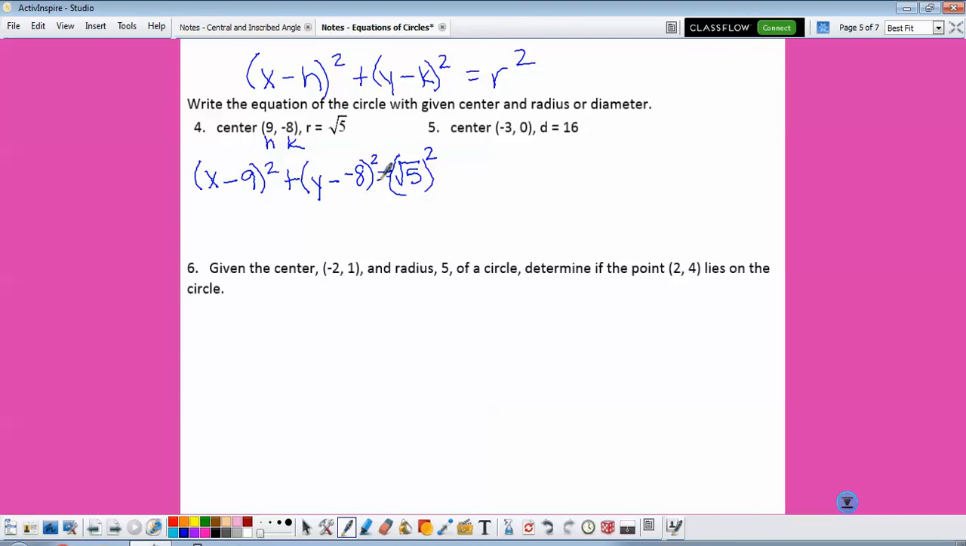squared. So let's simplify what we can. (x minus 9) squared won't change. y minus negative is the same as plus, so we're going to change it to (y plus 8) squared. And if we square a square root, they undo each other, so our right side would be 5.